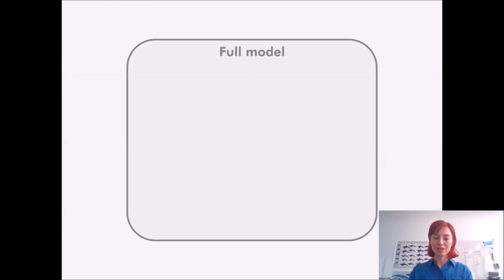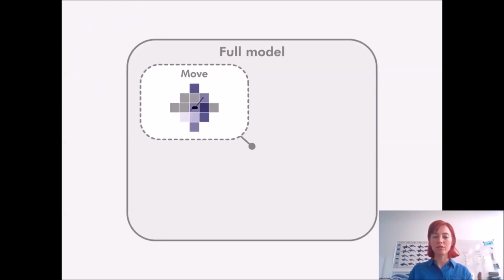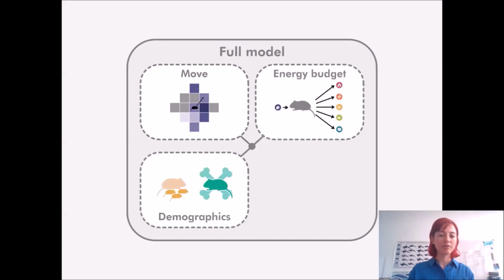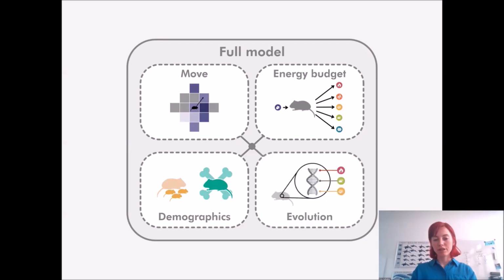So for this, we developed a different model, and that is composed of 4 sub-modules. The first being a movement model that allows animals to forage in the environment. Then we have an energy budget model, which I'll go into a little bit in just a second. And then a demographic submodule that allows animals to reproduce and various kinds of mortality to occur. And then there's also an evolutionary component that allows for the evolution of different metabolic traits in the animals.